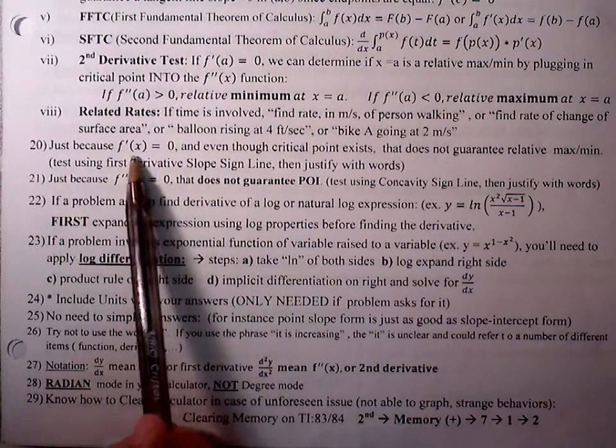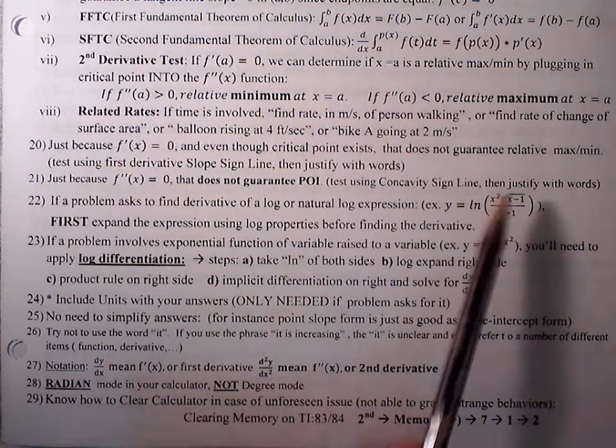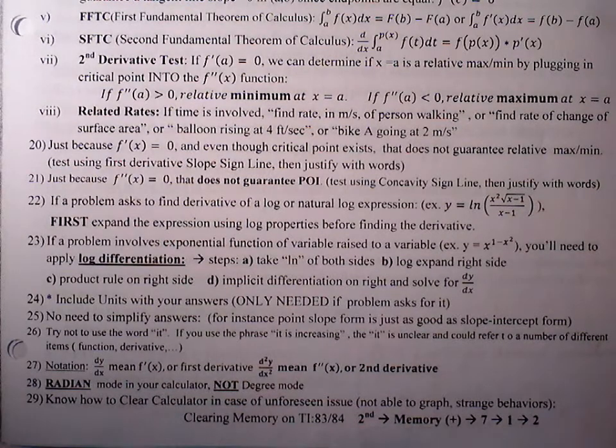Just because our slope is 0, and even though critical points exist, that doesn't guarantee a relative max or relative min. So just because there's a slope of 0, we still have to do additional checks before we can conclude whether that's a relative max or relative min.